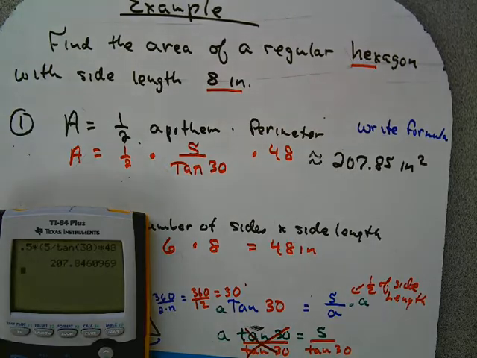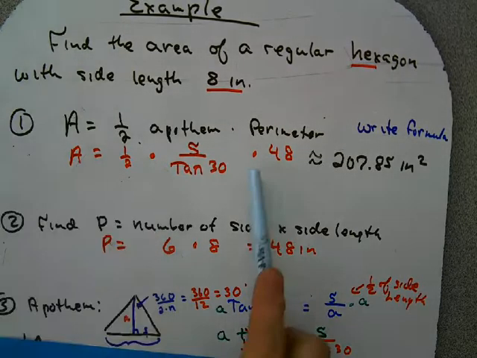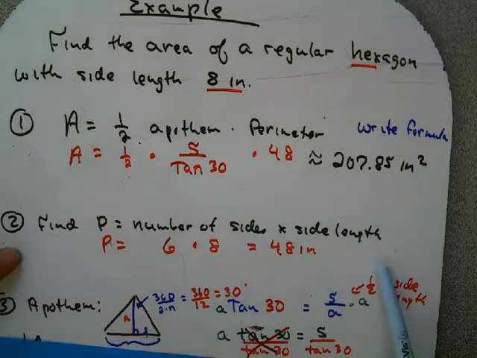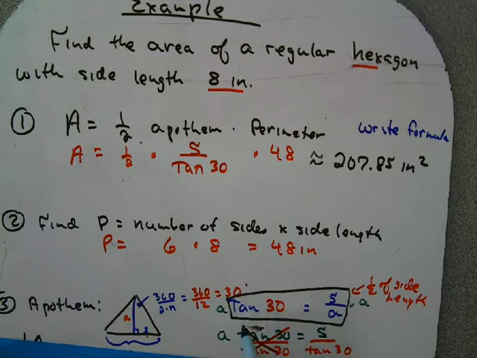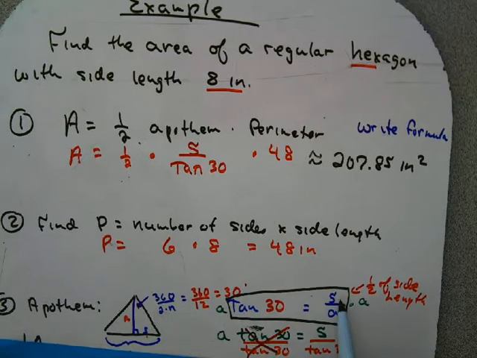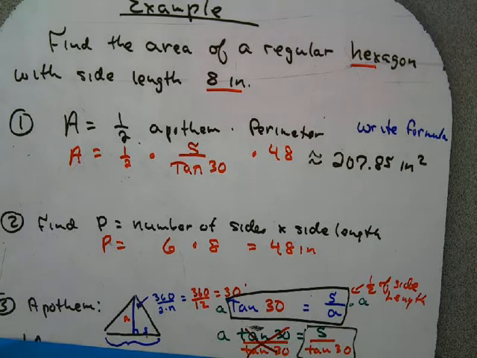So, quick recap. Write down your formula. Find out the perimeter, number of sides times the side length. Find the apothem. Get your central angle by dividing 360 by 2 times the number of sides. And then write the tangent of that angle equals half the side length over the apothem. Solve it for the apothem. Put that into your formula and run it through.